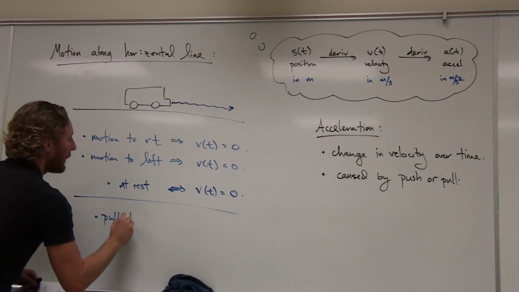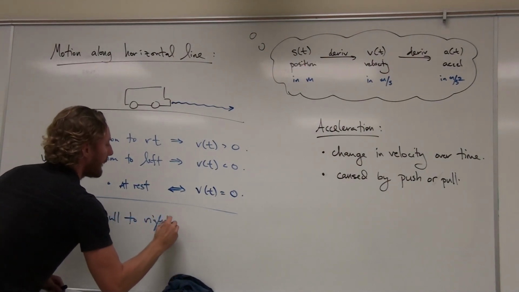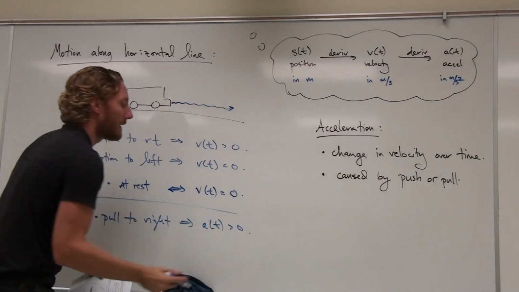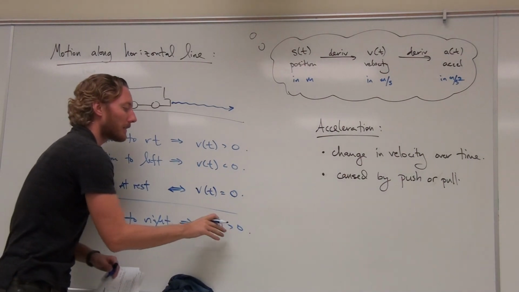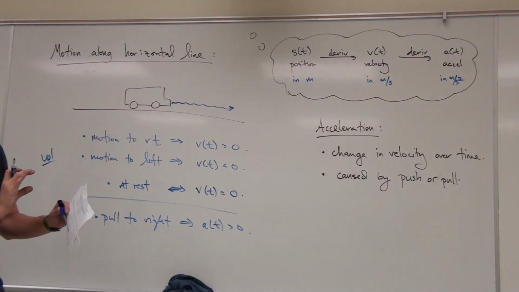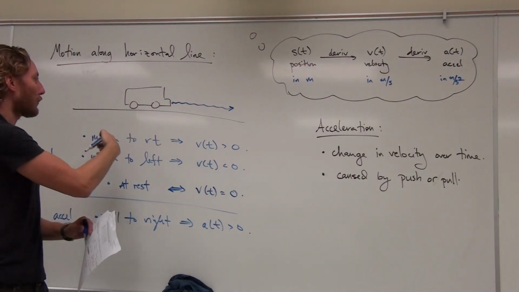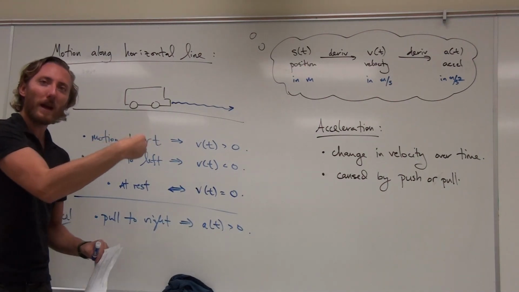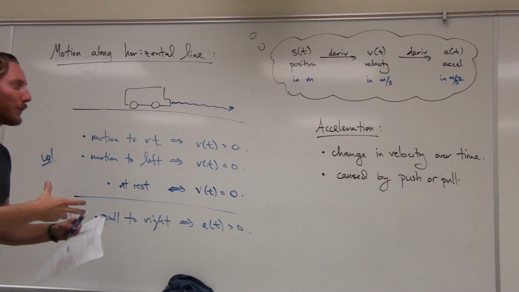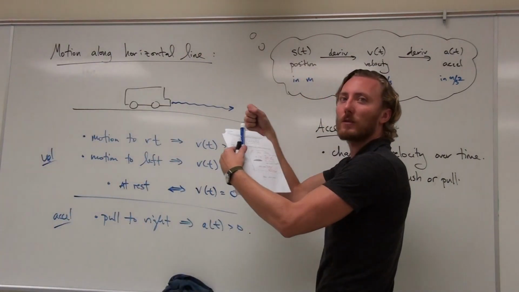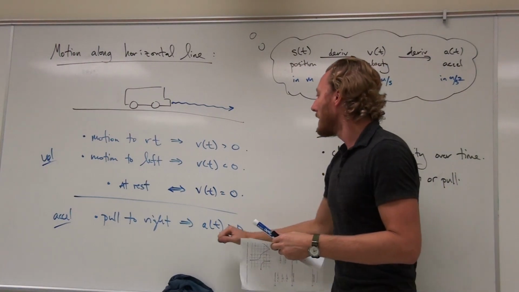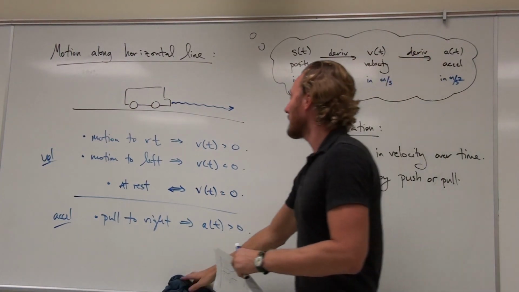If you pull to the right, we're going to call that a positive acceleration. And in some sense that makes sense, right? Because the right was our direction of positive velocity, the right is similarly going to be our direction of positive acceleration. If you imagine someone tugging on this rope and pulling the car to the right, speeding it up to the right, that would be a positive acceleration.